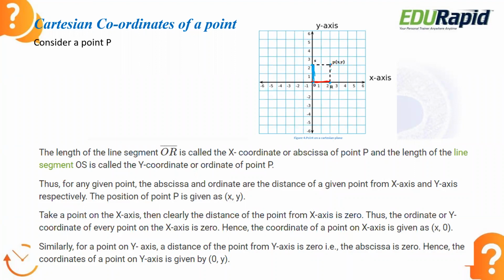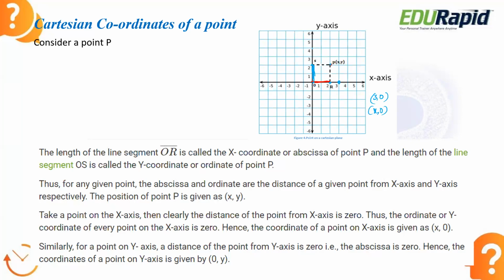If you take a point on the x-axis, then the distance from the x-axis will be 0. Thus, the ordinate or y-coordinate of any point on the x-axis is 0. Suppose we say a point here, 3. If I consider this point, then what can you say about the ordered pair? It is just 3, 0. The distance from the y-axis is 3, but the y-coordinate is always 0. Hence, the coordinates of a point on the x-axis are given by x, 0.